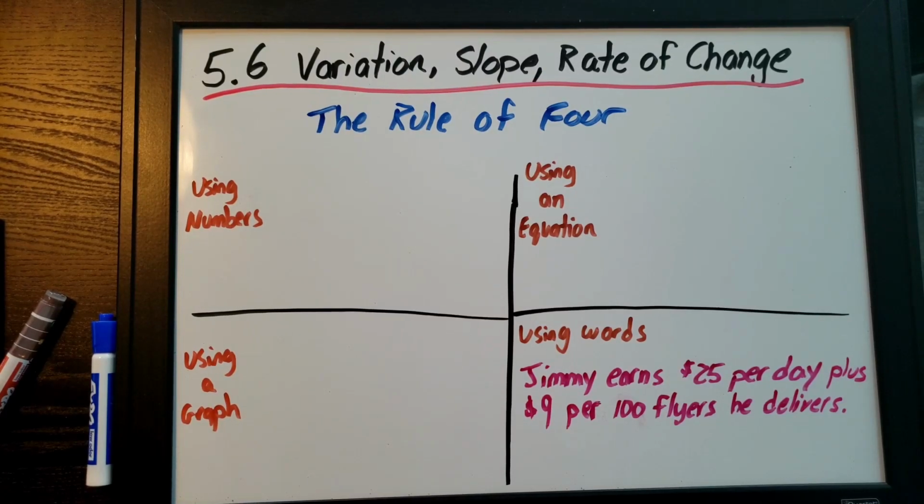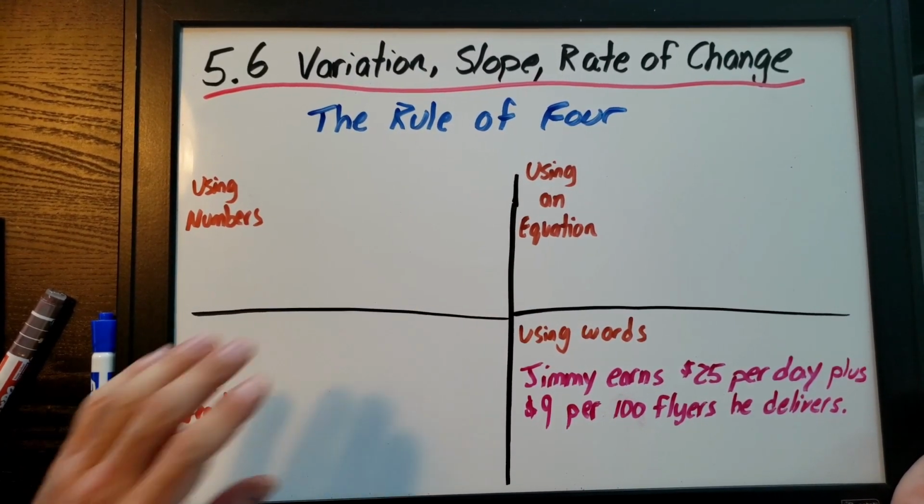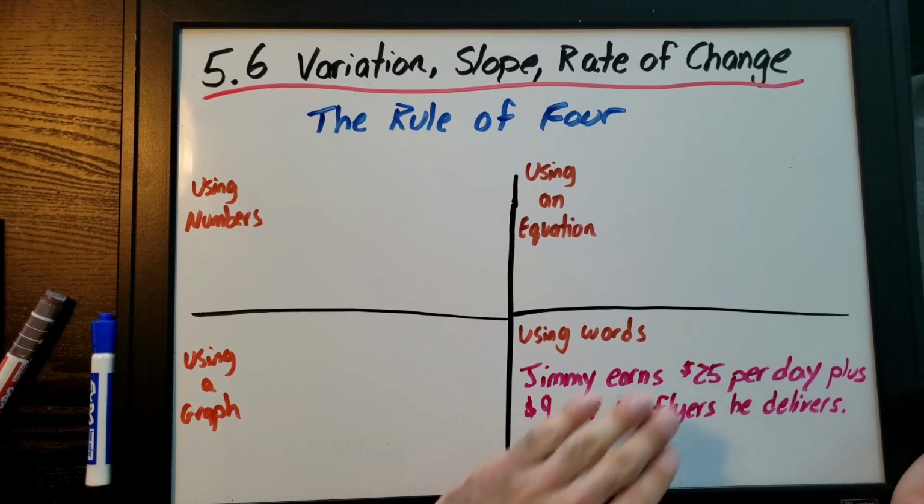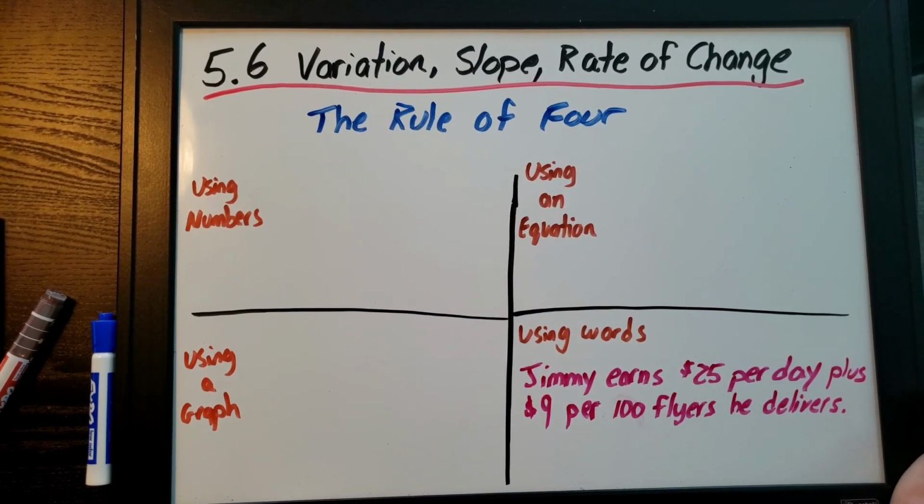Okay, so for 5.6, we are going to connect variation, slope, rate of change. Pretty much a lot of the things we learned in this chapter come together in 5.6. And I like to use something called the rule of 4. If you understand the rule of 4, you can get from one place to another pretty easily, because this is how questions are formatted.